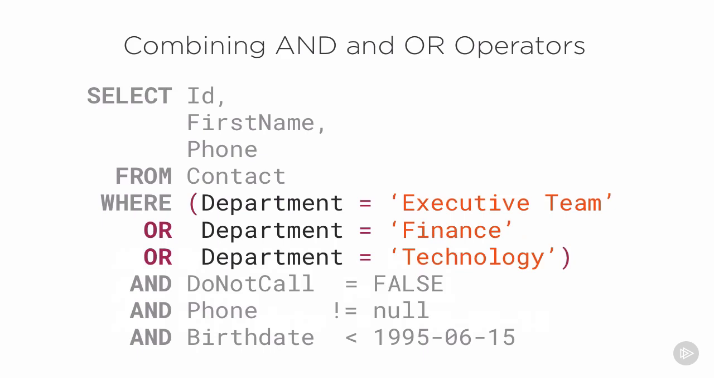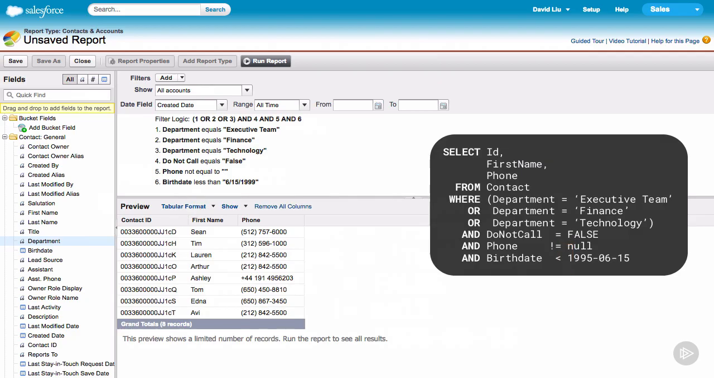You've seen us use the and keyword. Now we're going to use the or keyword. We're using the or keyword to expand our department filter to include our friends in finance or technology departments. Note that we're also now using parentheses around our 3 filters. This will ensure that our do not call, phone, and birthday filters will still be respected. For your reference, here's what this query would look like if we did it in a report instead.